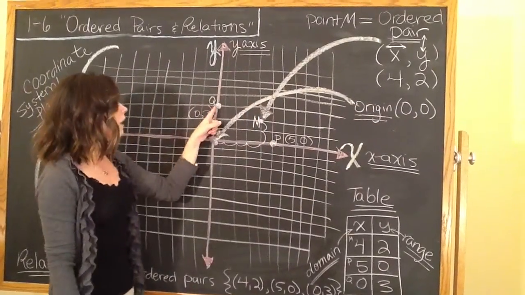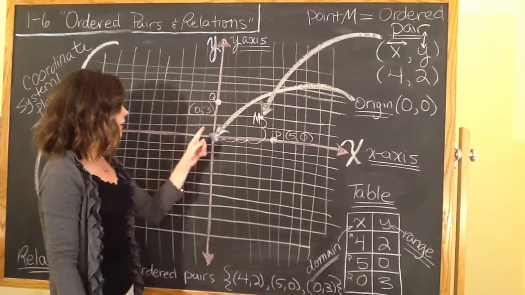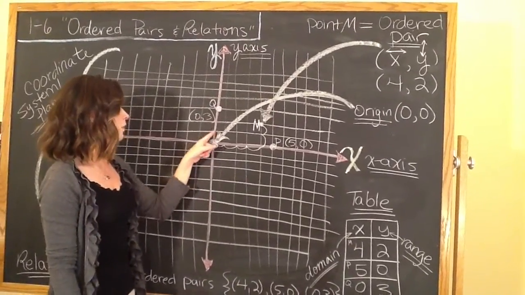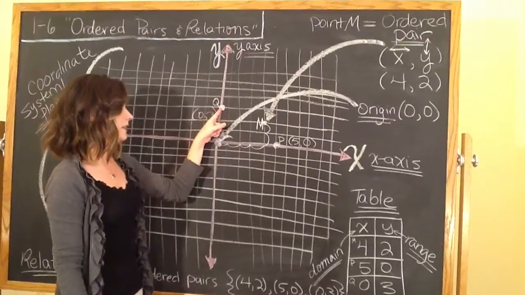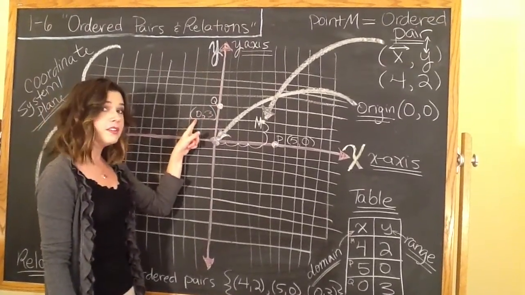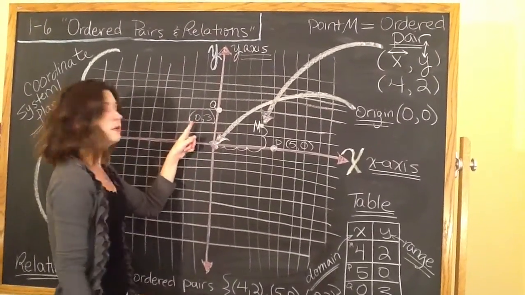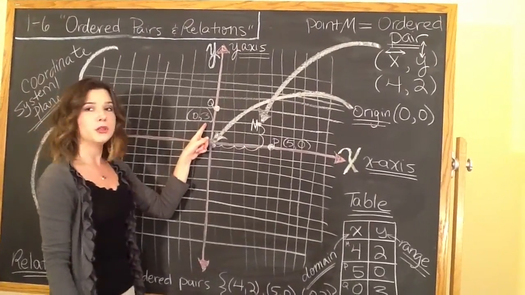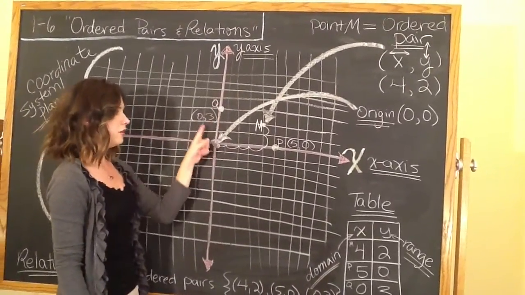Now, for point Q, in order to get to it, I have to start at the origin, and I have to go up 1, 2, 3 spaces. Now we moved 0 units left or right, so I have to put a 0 in the x place. And then in the y place, I have to put a 3 because I went up 3 units.